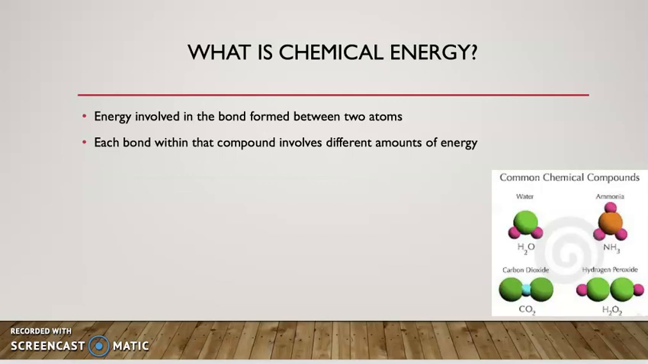What is chemical energy? Chemical energy is the energy involved in the bond formed between two atoms. Each bond within a chemical compound involves different amounts of energy.